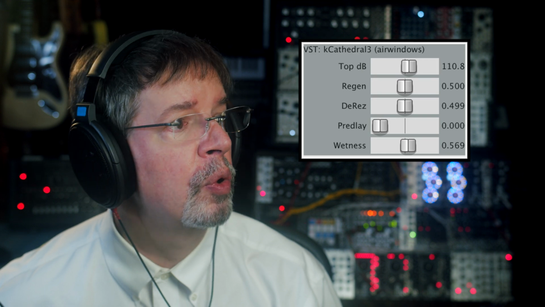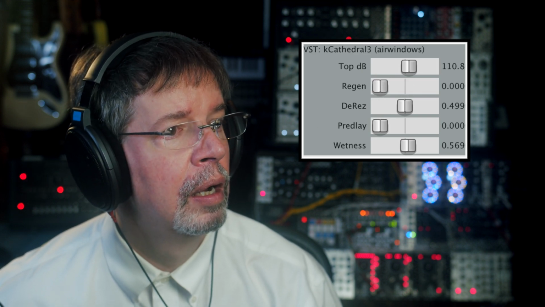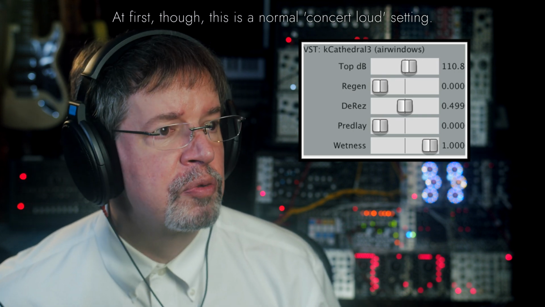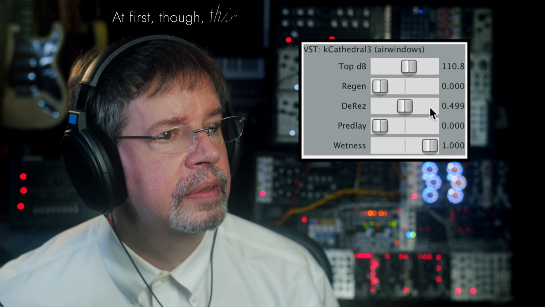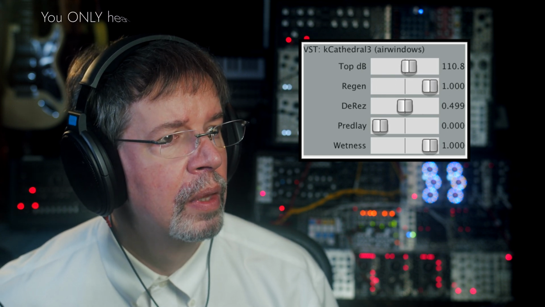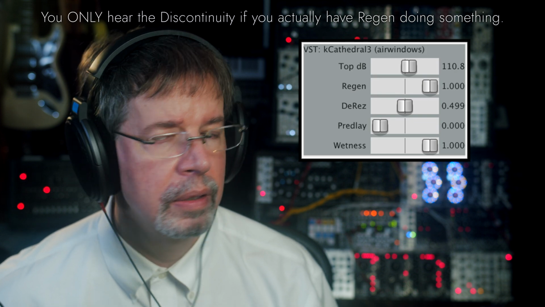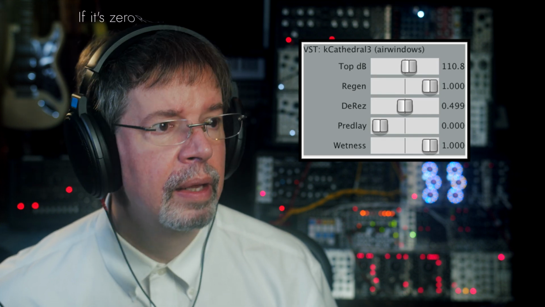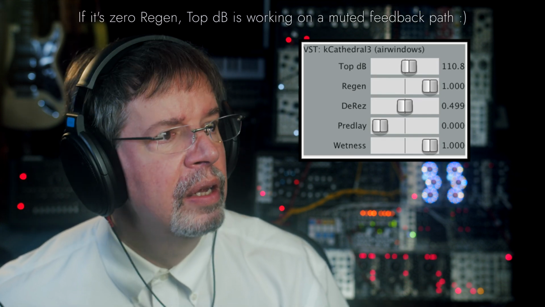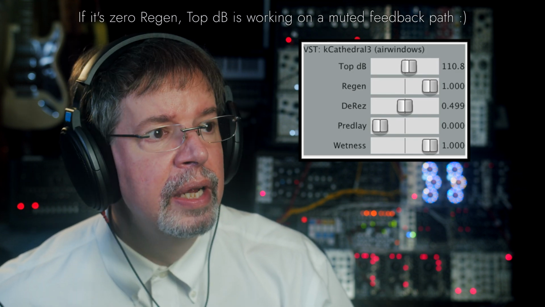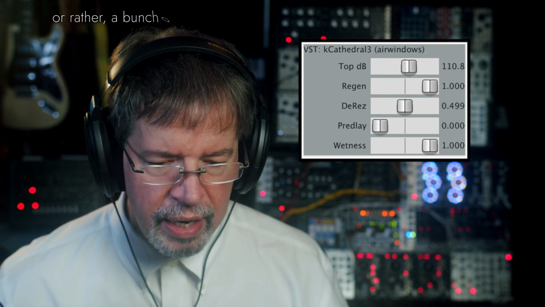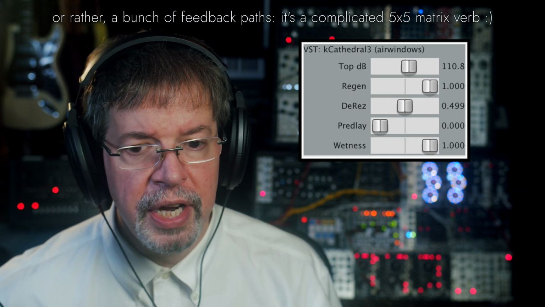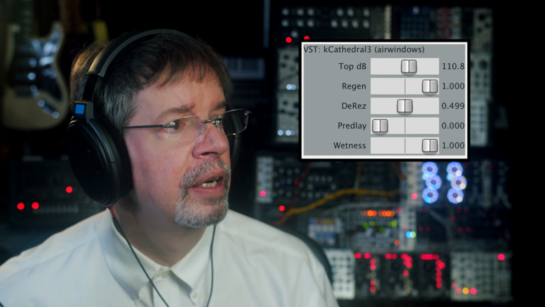Regen goes from 0, which is a lot less regenerative than you might think, to 1, which is going to give you lots of regeneration. But then top dB applies to the regeneration, and what it's going to do is every time the regeneration loops through the reverb again, we apply it to change the sound of the sustain, like this.